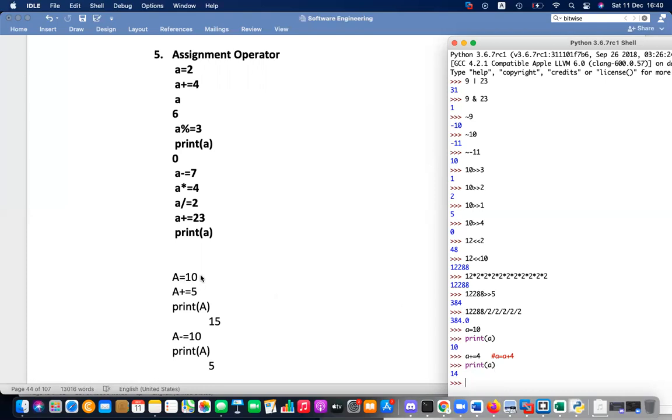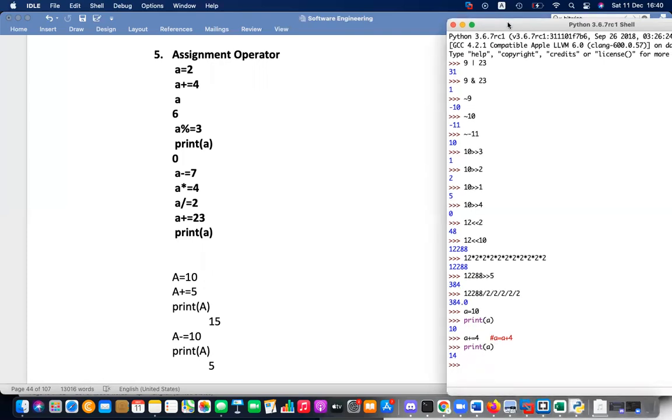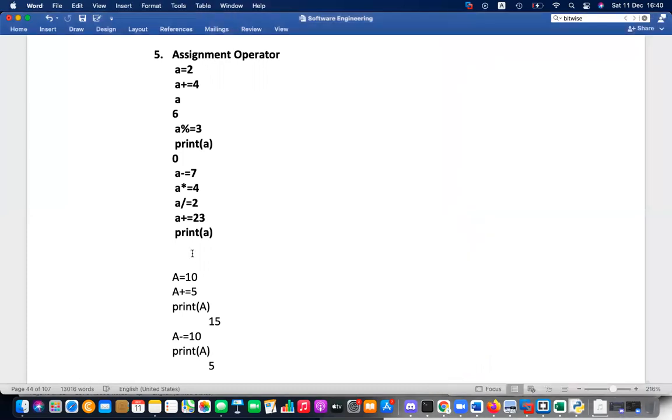But you can see a equal 10, a plus equal 5, a will become 15. A equal minus 10, print a. Minus equal 10 means තියෙන a ගෙන්ම තමයි 10ක් අඩු වෙන්නේ. So that part is easy, right? Now Python shell එකේ මම කරලා පෙන්නනවා විතරයි. ඔයගොල්ලෝ කැමති නම් කරලා බලන්න. If you like, you can do that in the Python shell.